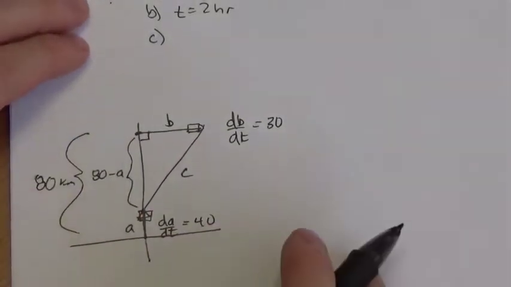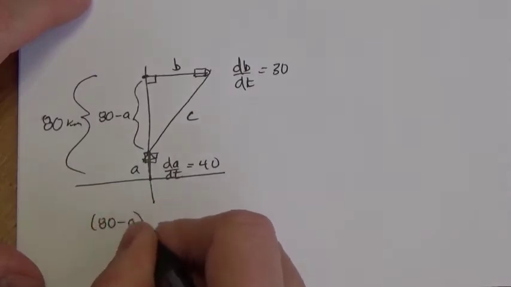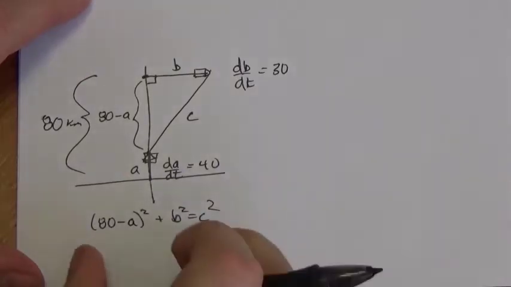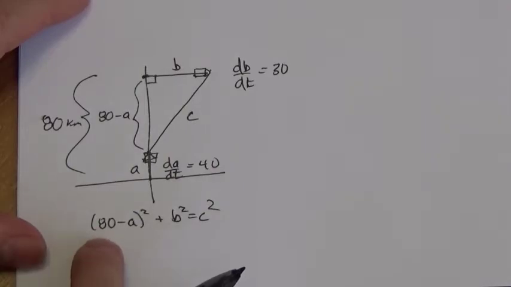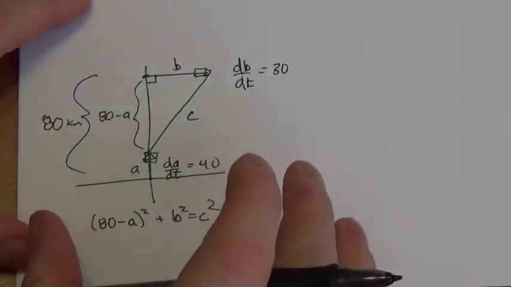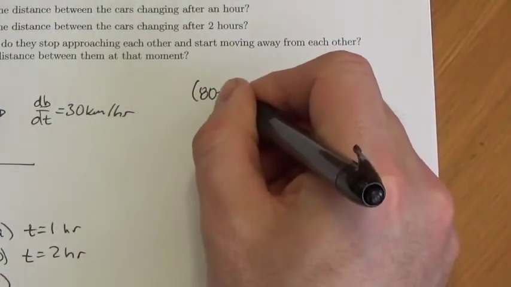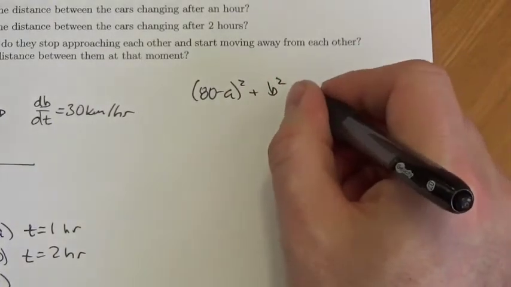So my Pythagorean theorem here, when I put that all together, is going to be (80 minus A) squared plus B squared is equal to C squared. That's going to be the expression we're going to work with. I really hope that makes sense based on the diagram that we're given. Now let's go back up here, and we'll write that out: (80 minus A) squared plus B squared equals C squared.